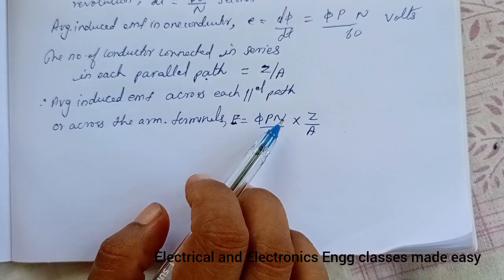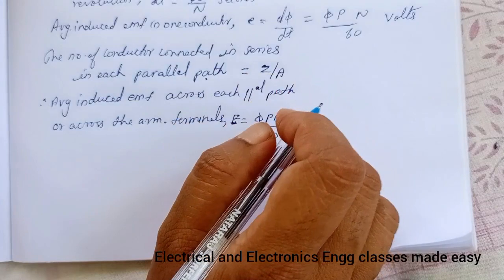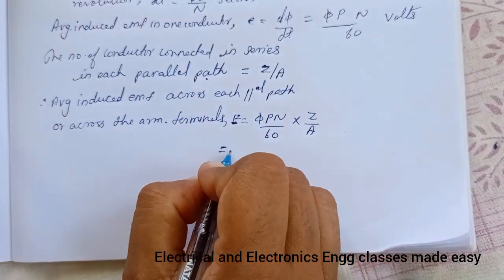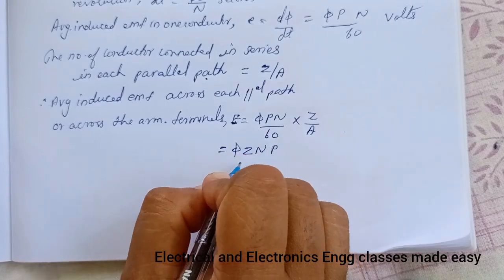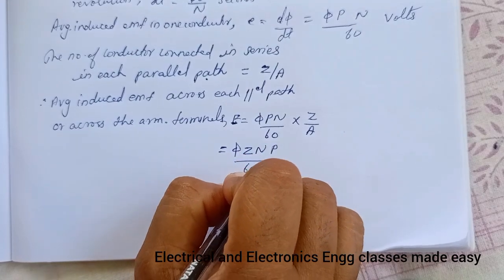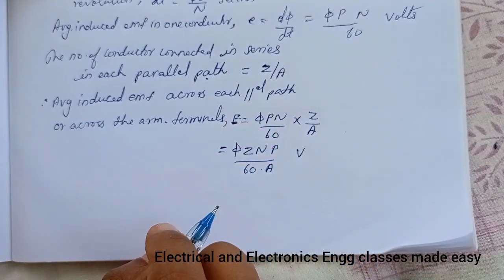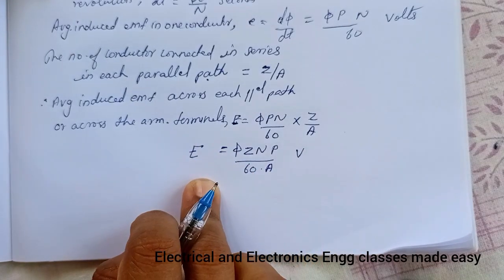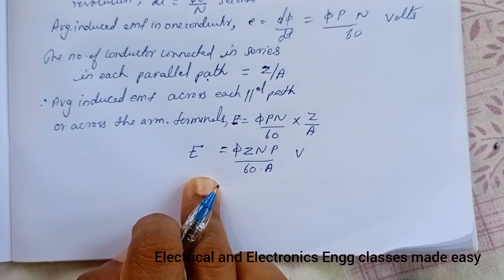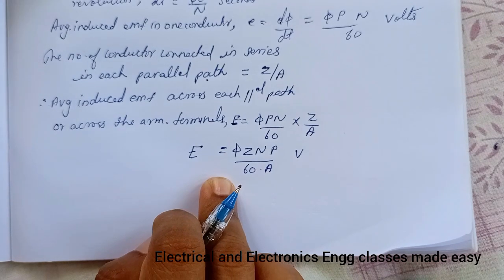So this is the average induced EMF across each parallel path, and we can write this as phi Z N P divided by 60 A volts. So this is the EMF generated in a generator. This is the EMF equation of a generator.